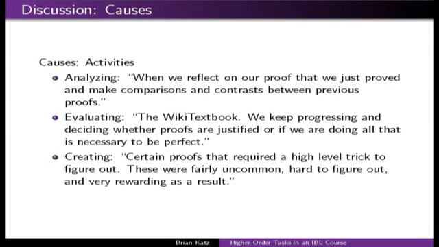Evaluating, we've talked a lot about. We keep progressing and deciding whether proofs are justified or if we are doing all that is necessary to be perfect. They are deciding whether or not something is good enough, which is exactly evaluation. So these match perfectly with what I would have put.